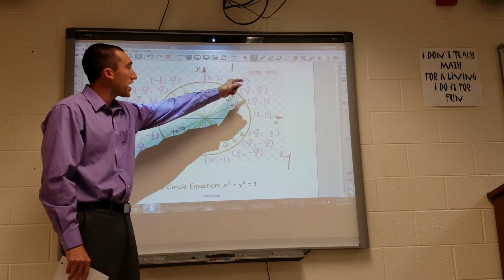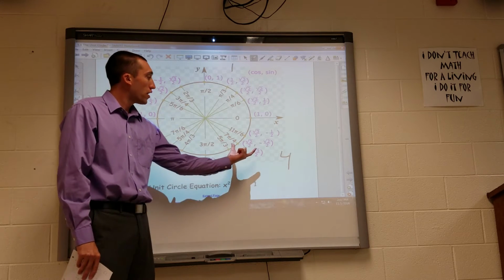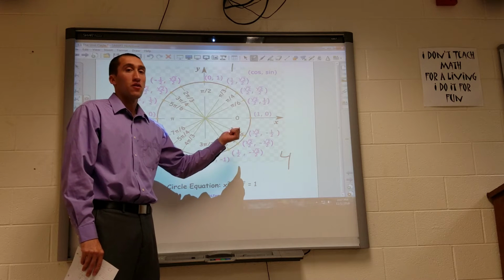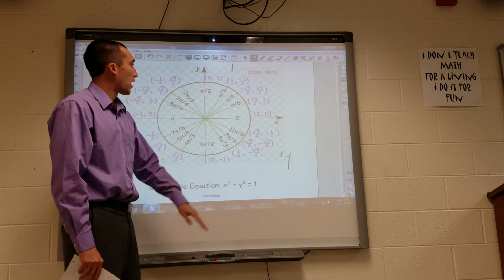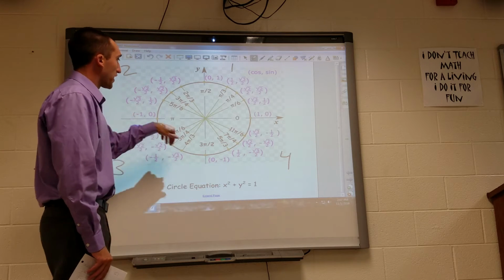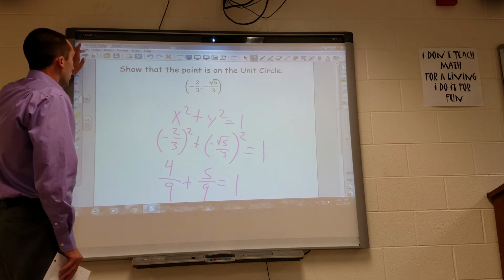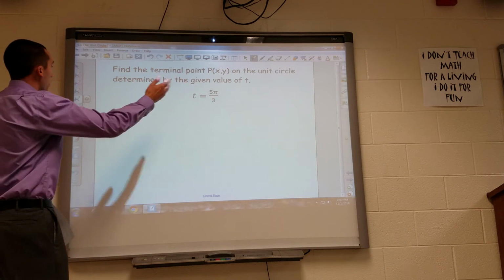If it's one of these three values, you know the reference number, you just have to know whether you make the x negative or the y negative. So I would just memorize these three values, and then depending on what quadrant it is, you just determine which one's positive and negative. So 5 pi over 3.